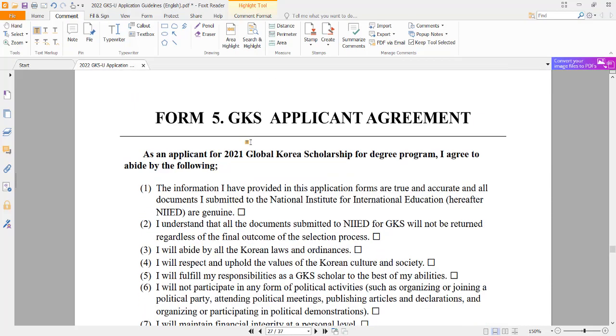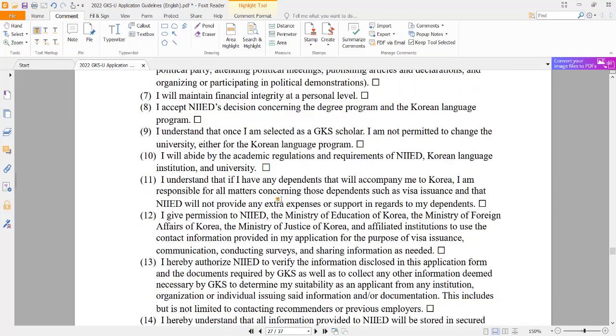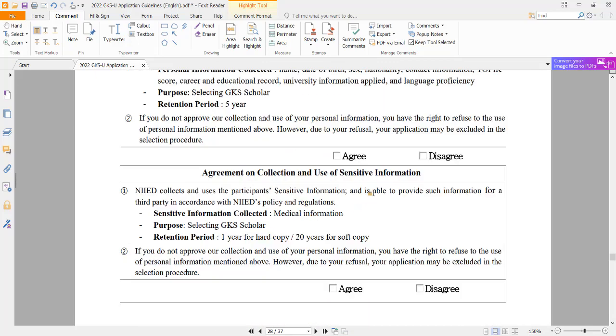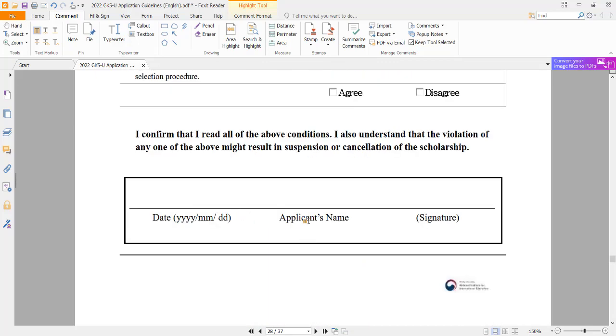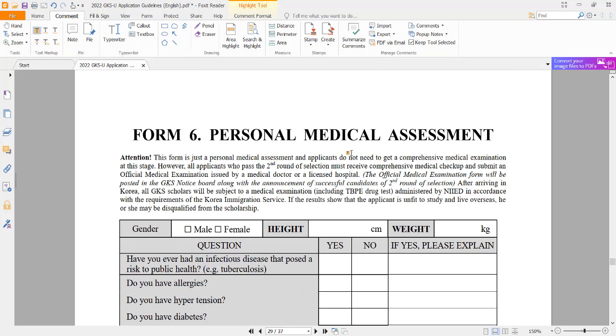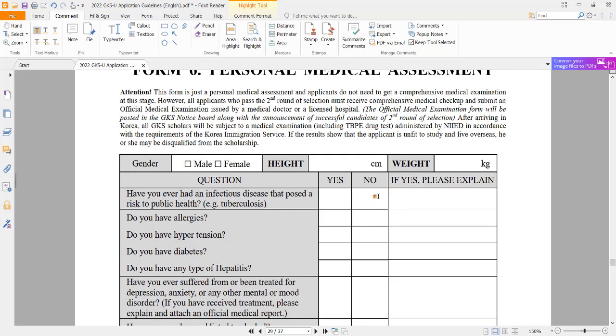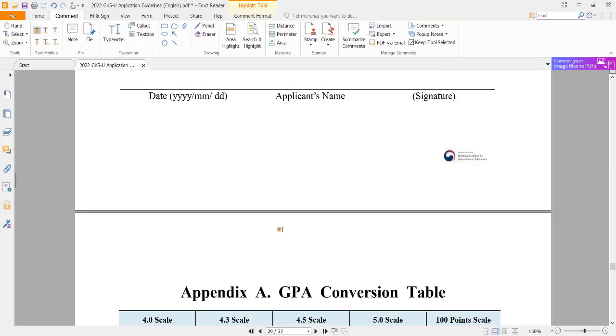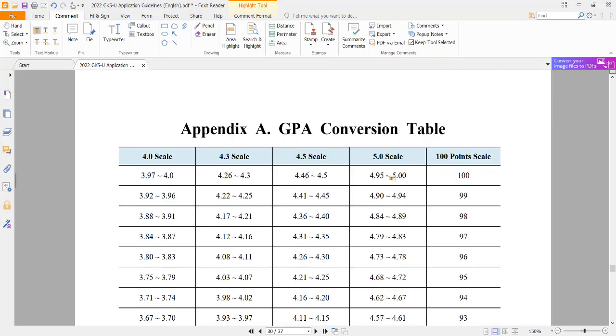Now form 5 is just about your agreement. You can read it, and then you can just sign it below, and then you can select agree, and then write your name, and then signature and everything. There is no big thing here. And this is just personal medical assessment. You can just write yes or no, and if you have yes, you can explain. Then yeah, so that's it. That's all about the forms.